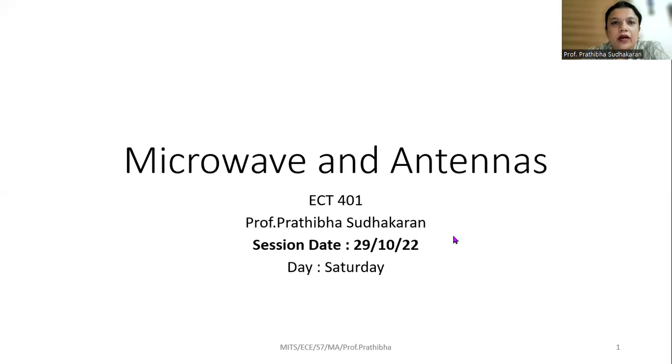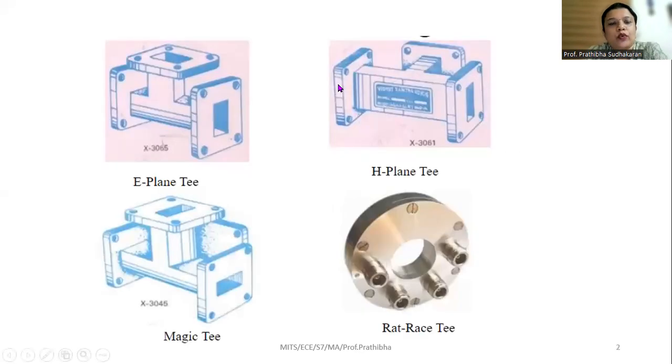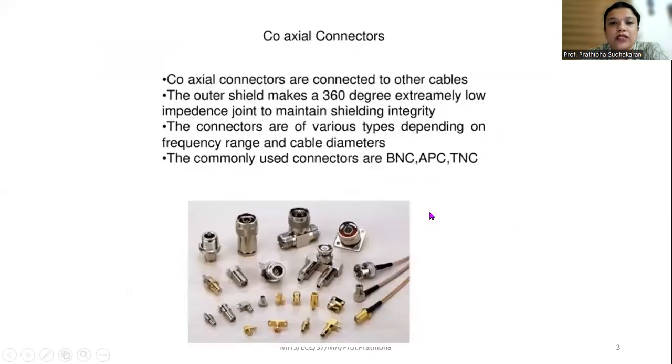So we have previously done the following components: E-plane, H-plane, magic T, and rat race. I hope you remember rat race very well. Rat race T was where we stopped last time. We have done the S matrix of the E-plane T, the H-plane T, the magic T, and the rat race T. So that is where we stopped.